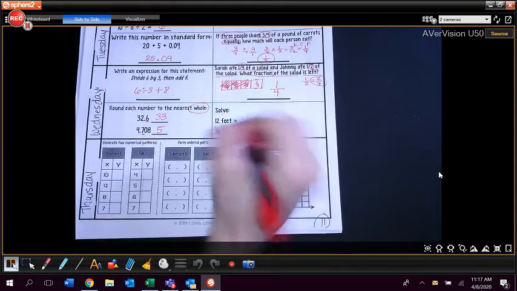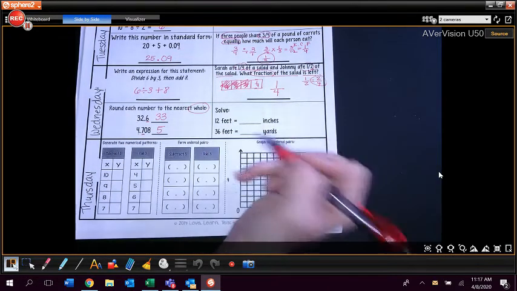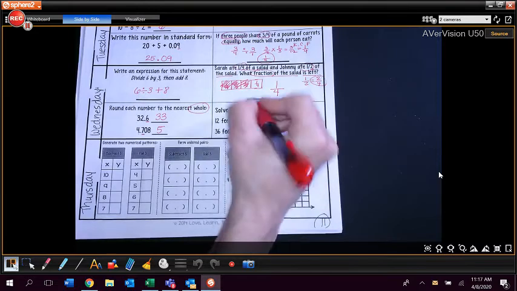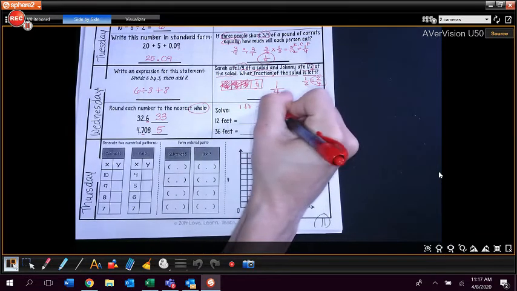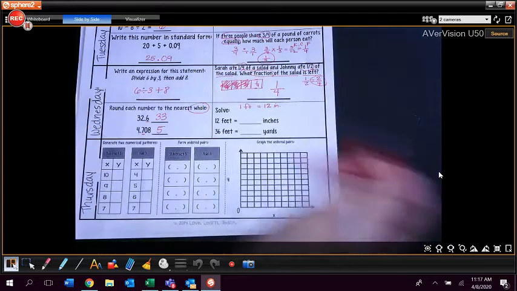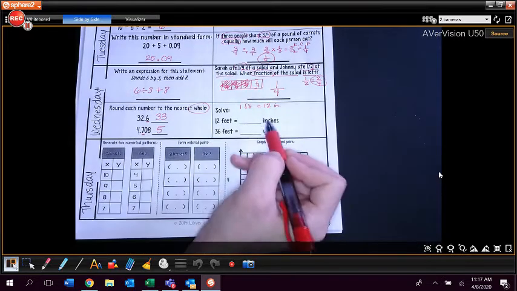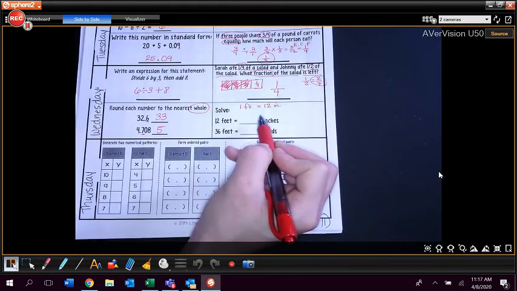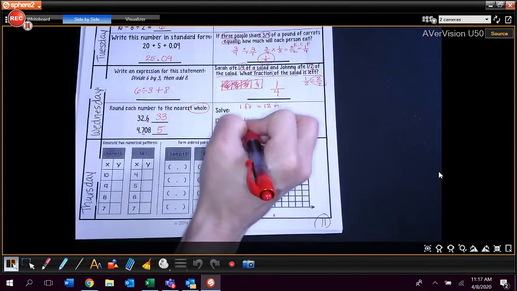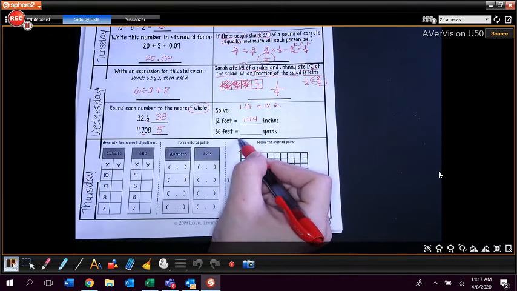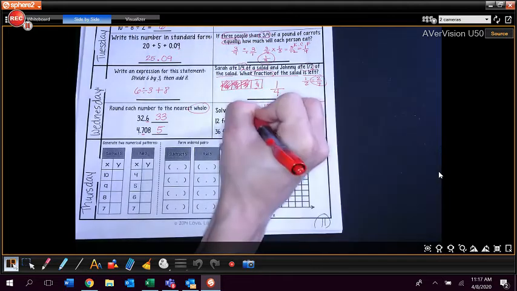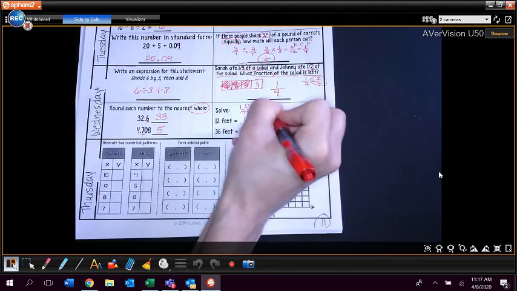Here, we need to use our reference sheet. So we know that 1 foot equals 12 inches, right? So if we have 12 feet, how many inches is that? We would have to multiply 12 times 12, and it gives us 144. And for the bottom one, 3 feet equals 1 yard.